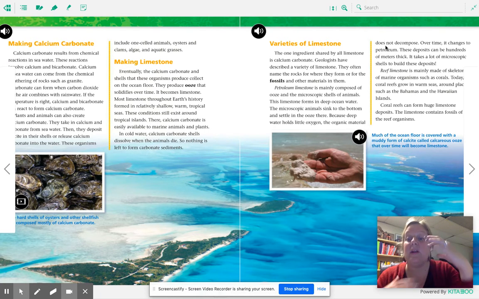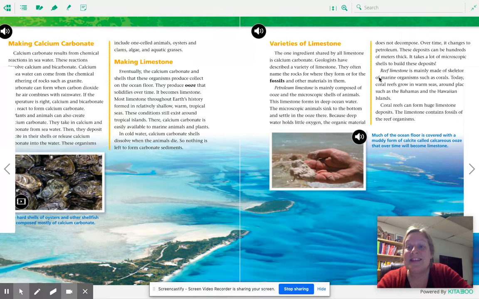Okay, so you need oxygen for decomposition to happen. And because there's not oxygen down there, the organic material is not breaking down. It's staying there. So that ooze is kind of hanging out down there. Over time, it changes to petroleum. That's why we call it fossil fuels. Okay, these deposits can be hundreds of meters thick, and it takes a lot of microscopic shells to build the deposits. So again, petroleum is a variety of limestone, okay, over time.